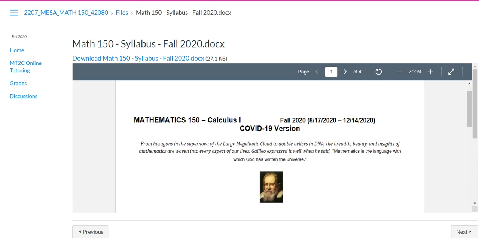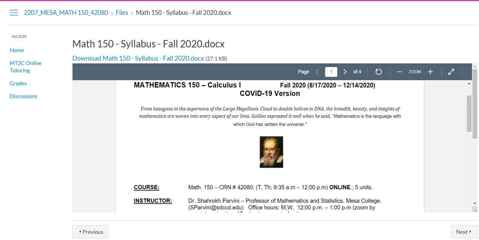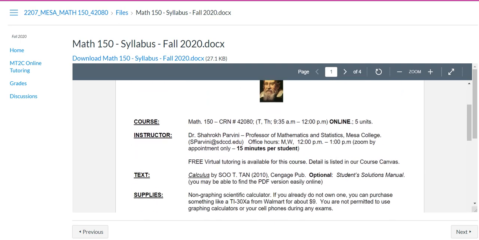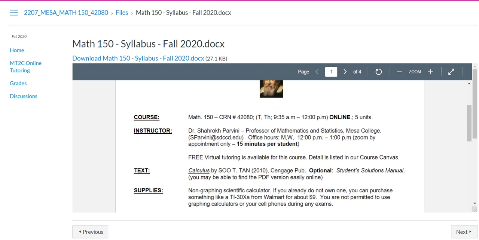So let's go through. This is fall 2020, and I have the COVID-19 version of this because, again, I had to make quite a bit of adjustments because of the current situation. Okay. And of course, our timeline is beginning August 17. That's when the semester begins, and it will last through December 14. Okay. So this is Math 150. Here's the CRN. Now, these would be the times if we were meeting in a classroom on campus, but of course, we're going to be online.